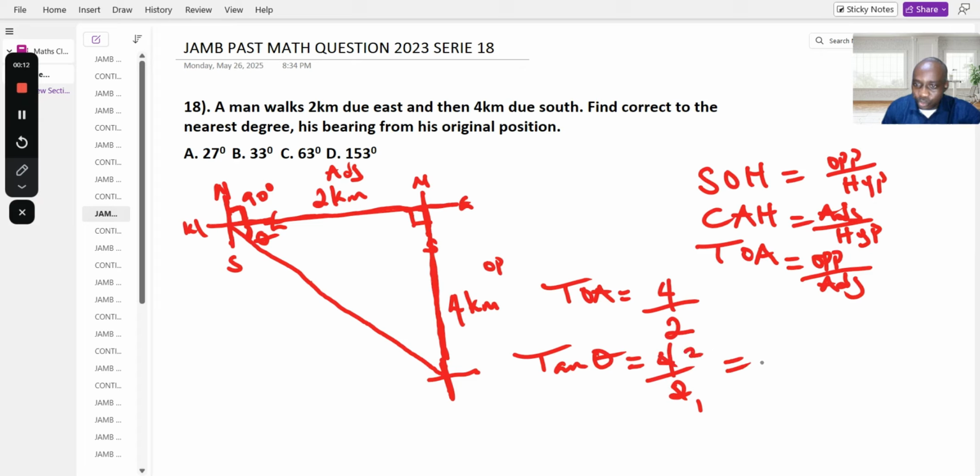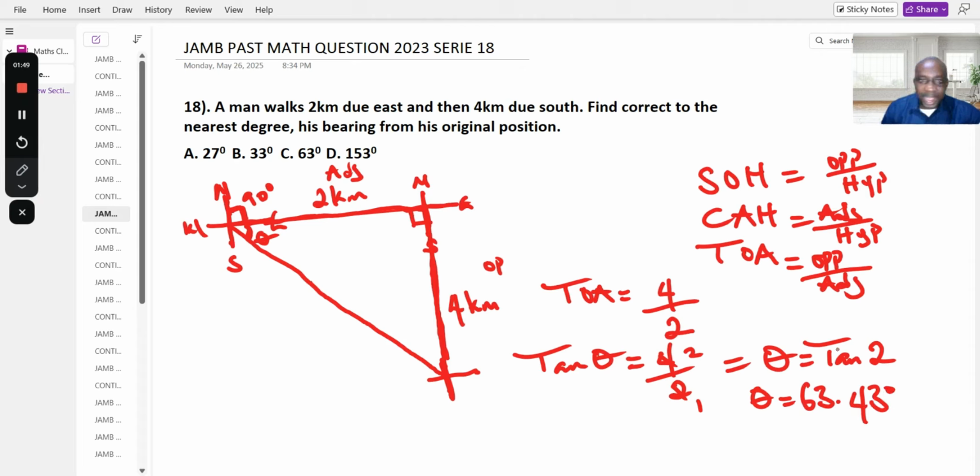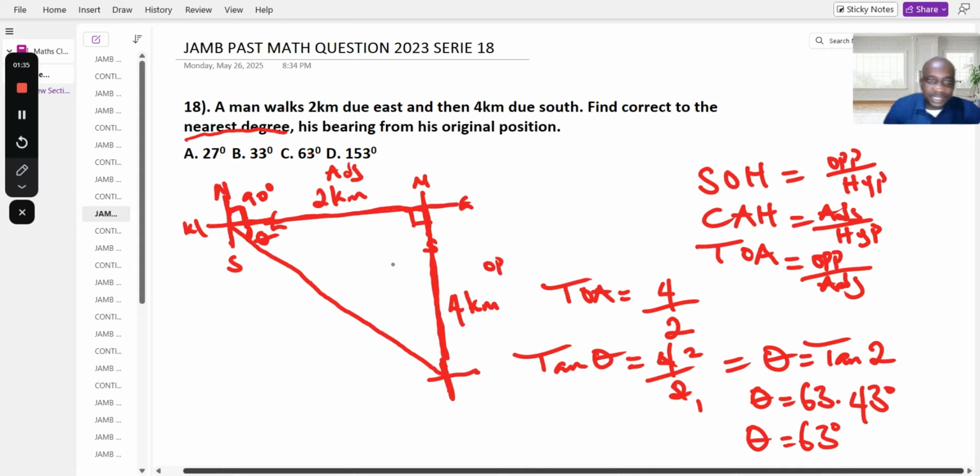Now, let's look for this one. What is tan inverse of 2? Let's press our calculator to get this one. Shift tan. Yes, the tan inverse of 2 is going to give us 63.43 degrees. And the question says find correct to the nearest degree. Therefore, the final answer will be 63 degrees. 4 is not up to 5. So it will now be 63 degrees.